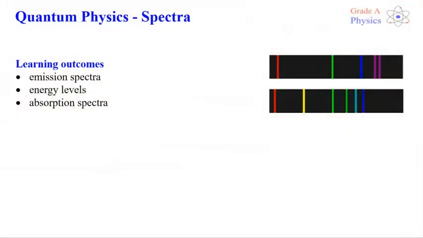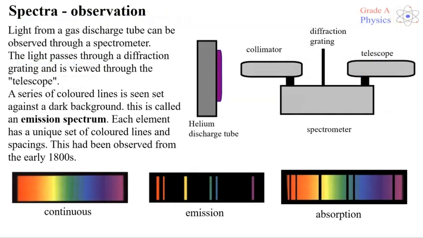Hi everybody, this is the final lesson in the quantum physics series of videos. This is on spectra. We're going to look at emission spectra, energy levels, and the absorption spectra. So what do we mean by spectra?